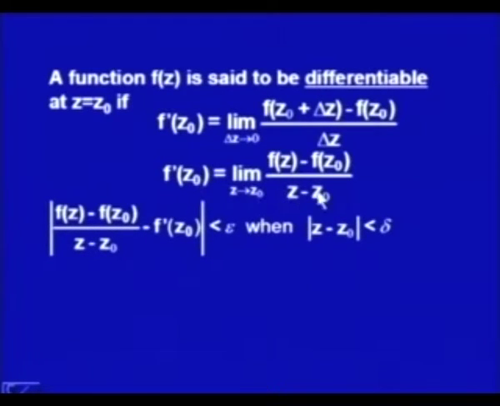Since we are defining limit here, if we apply the concept of limit, then the modulus of (f(z) minus f(z0)) divided by (z minus z0) minus f'(z0) is less than epsilon whenever the modulus of z minus z0 is less than delta.